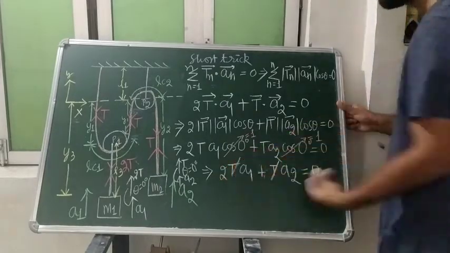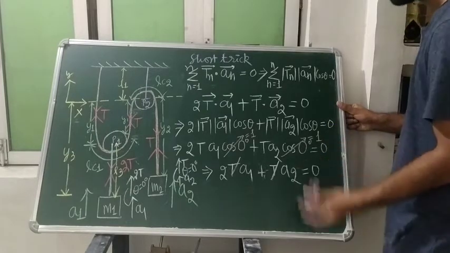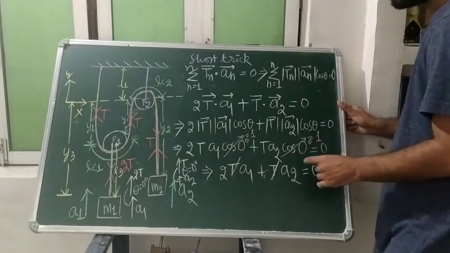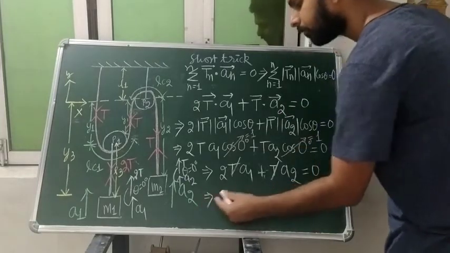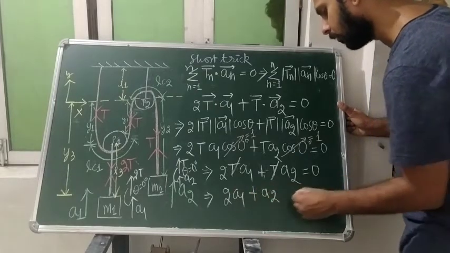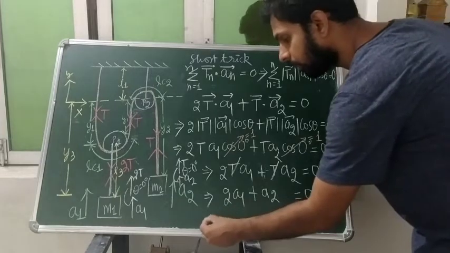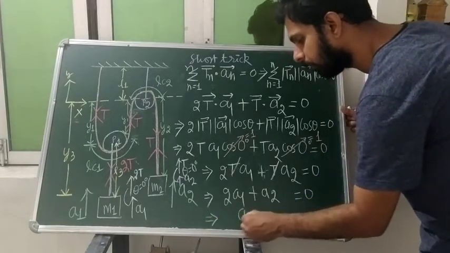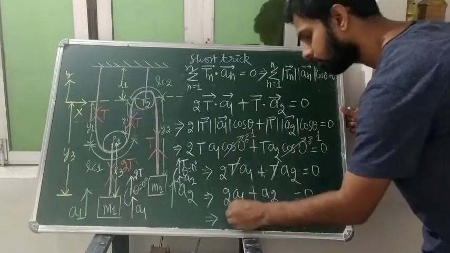You can take common. It will go to the other side. It will become in divide. And 0 divided by something is 0 only, and something divided by 0 is infinite. So this twice of A1 plus A2 will become equal to 0. And from here, what will you get? That our A2 will be minus twice of A1.